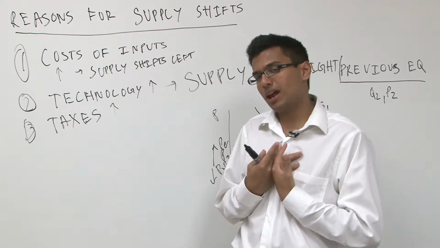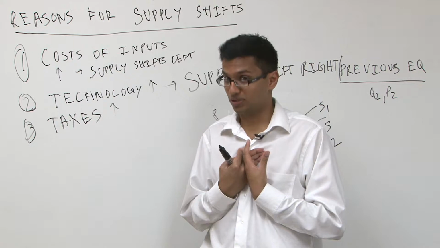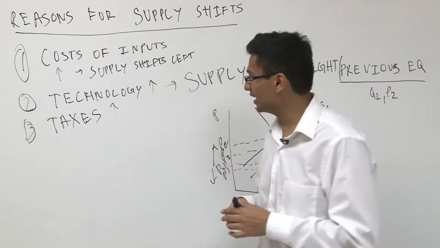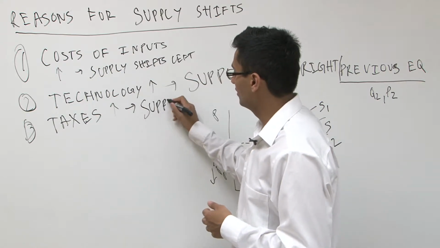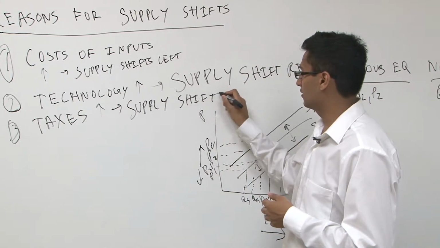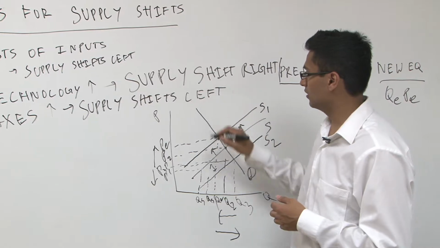So can you guess what happens if taxes go up? I'll give you a hint. It's kind of like when your cost of inputs go up. You're right. The supply shifts to the left. So same thing here: supply shifts left.